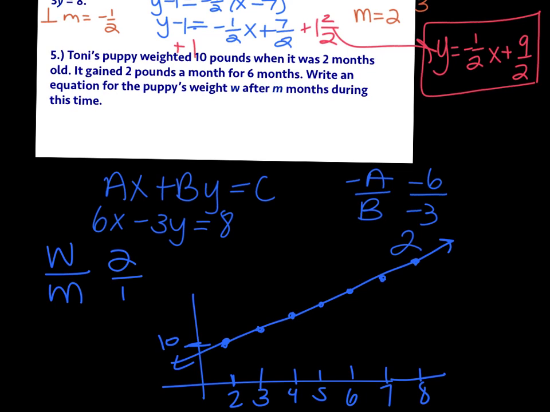What could that represent in an equation? The slope. Okay. So if you wanted to say the equation after m months, then I would say that y, which in this case is my w, equals 2m plus, where did he start at? So if we started at 2 months, he starts at 10, right? Does that make sense? Questions on any of that? Okay, go ahead and flip to your homework.